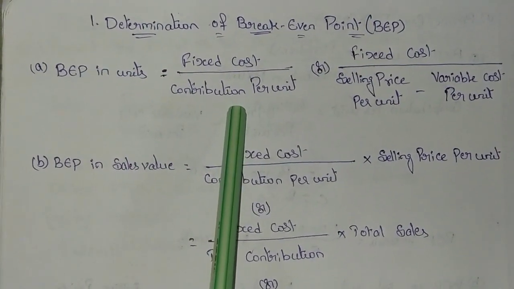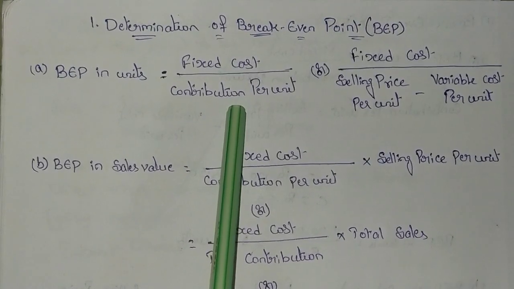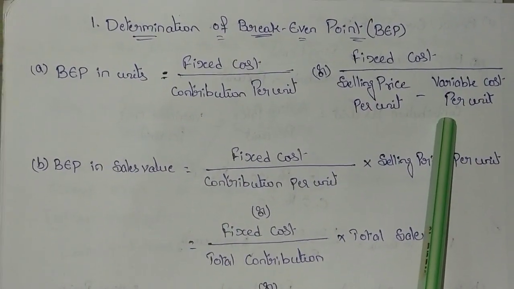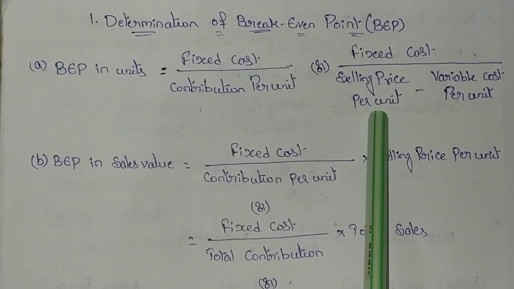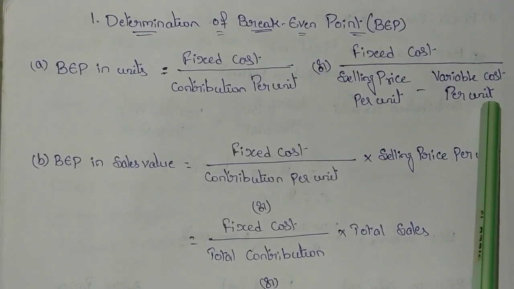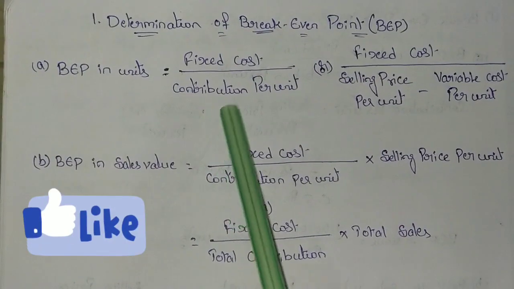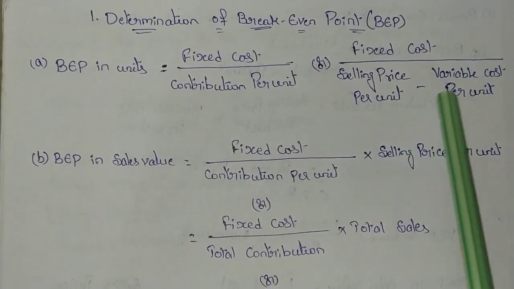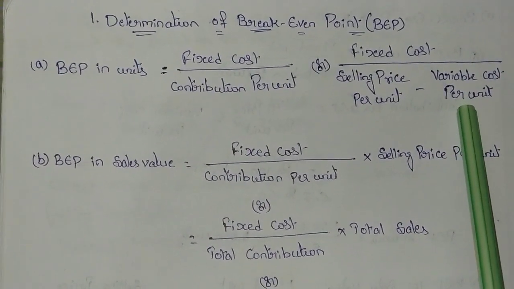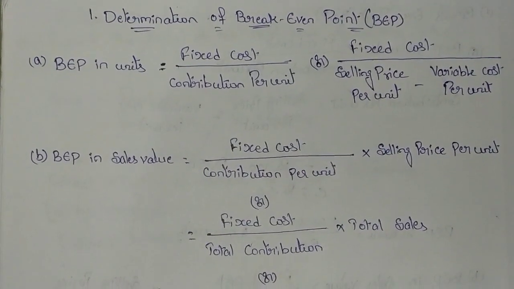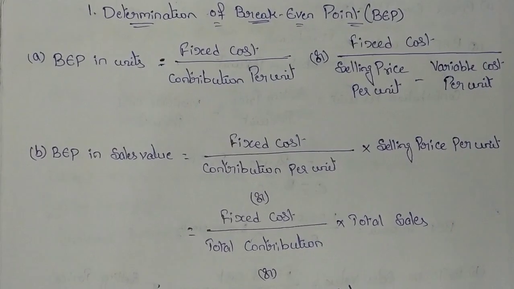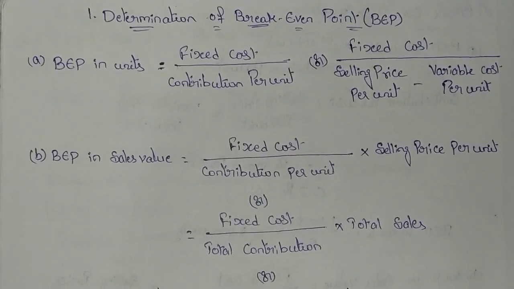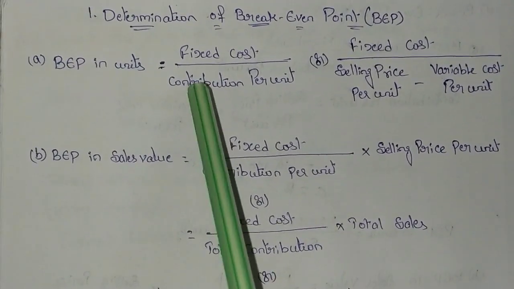If the contribution is not given directly in the problem, we can use an alternative formula where the fixed cost is divided by selling price per unit minus variable cost per unit. Meaning, contribution is equal to selling price per unit minus variable cost per unit. By using this formula we can calculate the break-even point in terms of units, that is, the number of units required to reach the break-even point.